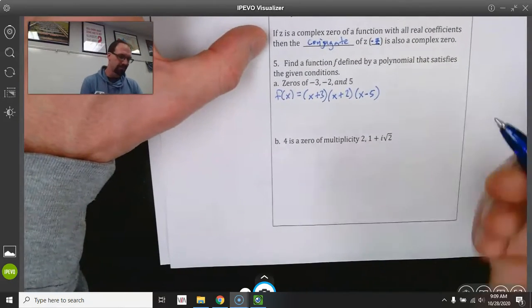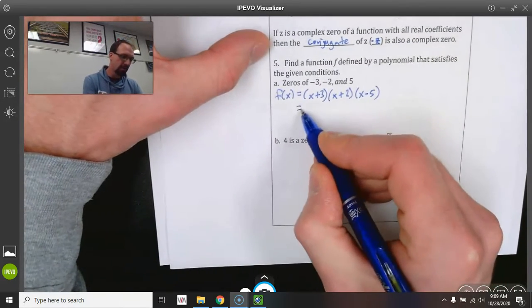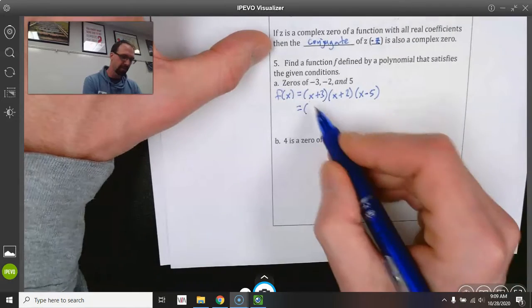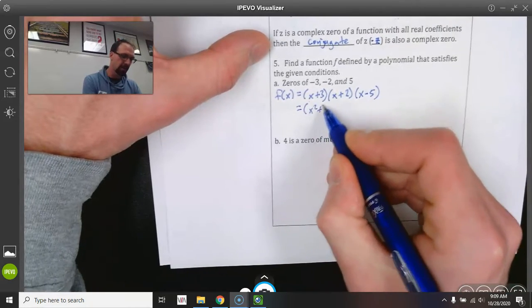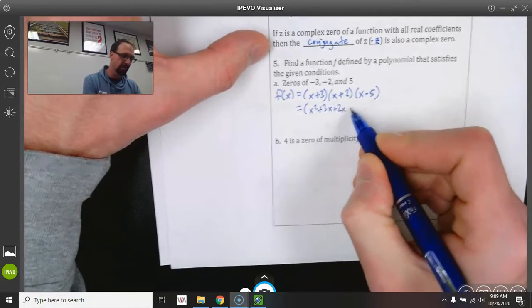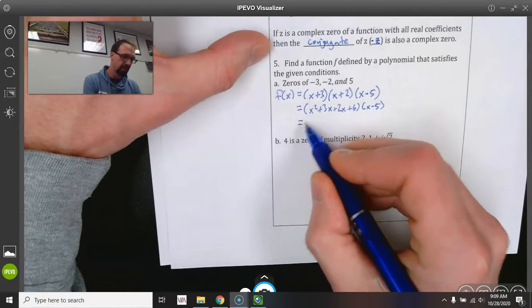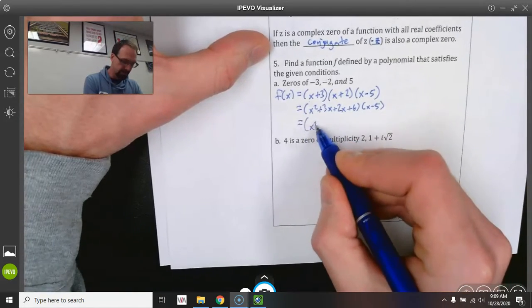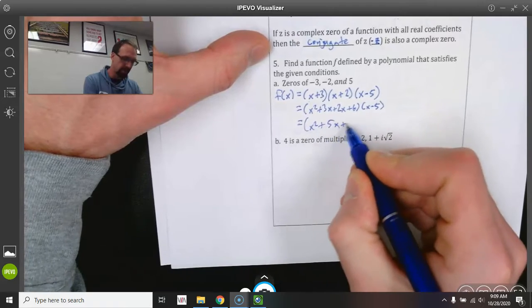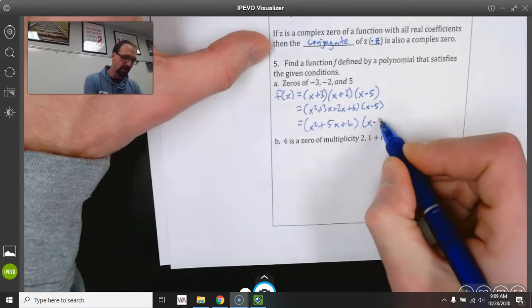That's not always true. So for this one, if I multiply these together, if I take x plus 3 times x plus 2, I get x squared plus 3x plus 2x plus 6, times x minus 5. I'm going to go ahead and combine all these. I get x squared plus 5x plus 6. Then I multiply that times x minus 5.